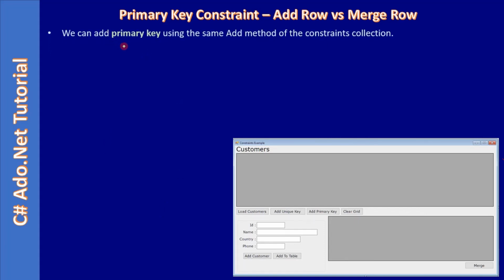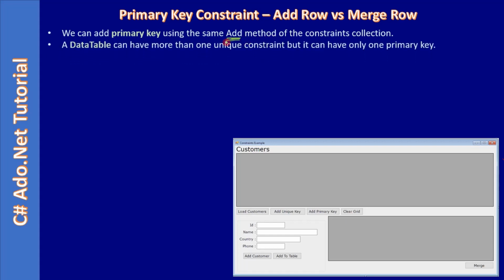We can add a primary key using the same add method. In the last video we saw the add method, and in the same way you can use it to add the primary key. The data table can have more than one unique key constraint, but it can have only one primary key, just like the database. A database table has the same restriction. You can add multiple unique key constraints, but only one primary key in a data table.